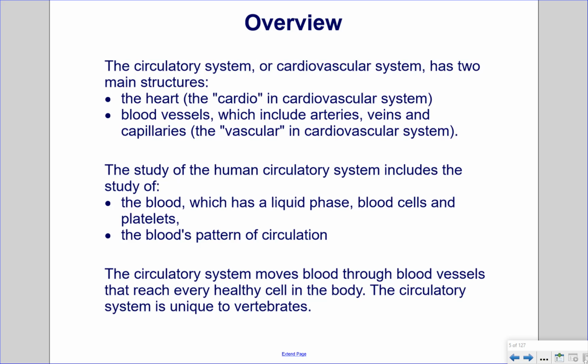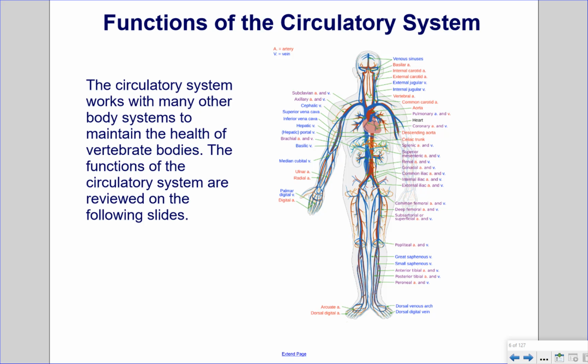The circulatory system moves blood through the blood vessels that reach every healthy cell in the body. The circulatory system is unique to vertebrates. Functions of the circulatory system. The circulatory system works with many other body systems to maintain the health of vertebrate bodies. The functions of the circulatory system are reviewed on the following slides.